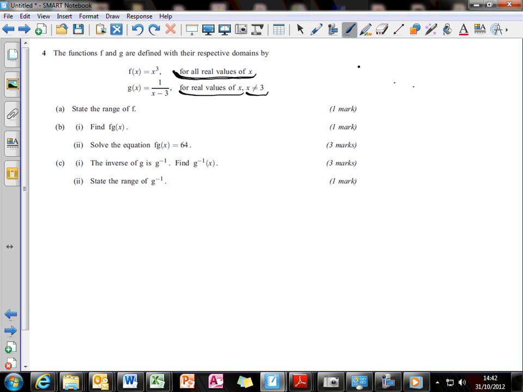So question 4a, state the range of f. Well, what values can I get out of x cubed? Well, I can put anything into it, and it gets cubed. If I put a negative number in, it gets cubed, it becomes negative. So basically, f of x can be any real value. Okay, so we can write that as any real number, I suppose.